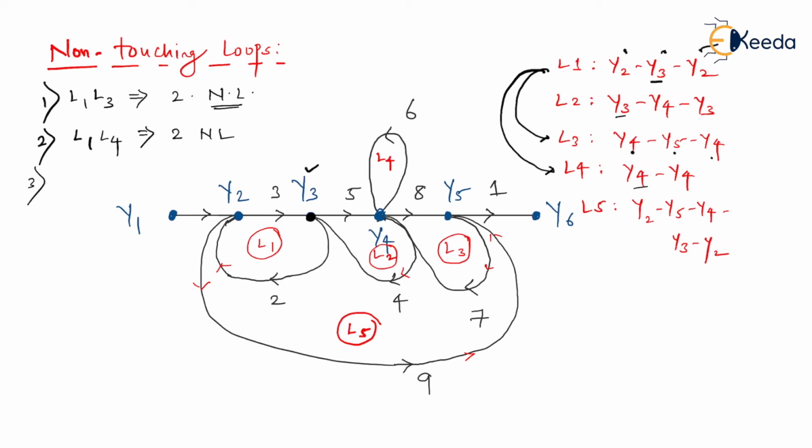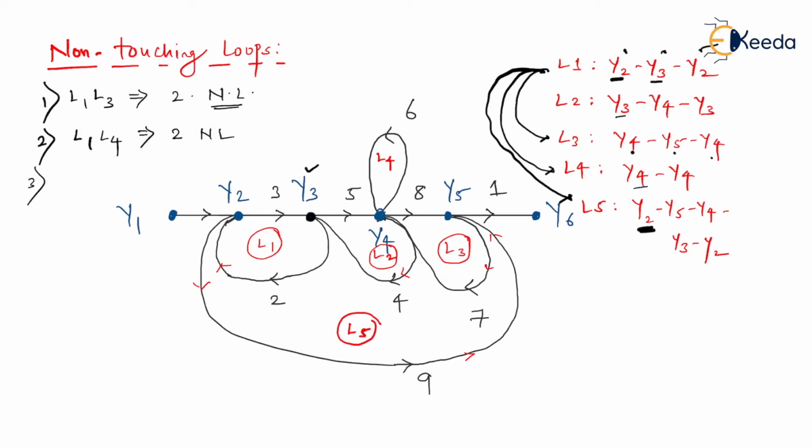Then I'll compare L1 with L5. As you compare L1 with L5, at the beginning you see Y2 is the node involved in loop 5, and in fact even loop 1 is starting with Y2. Since there is a common node, I won't say L1 and L5 are non-touching loops. They are touching loops because they are sharing a common node. I hope now you have understood how to compare the loops. So I have compared L1 with L2, L3, L4, L5.